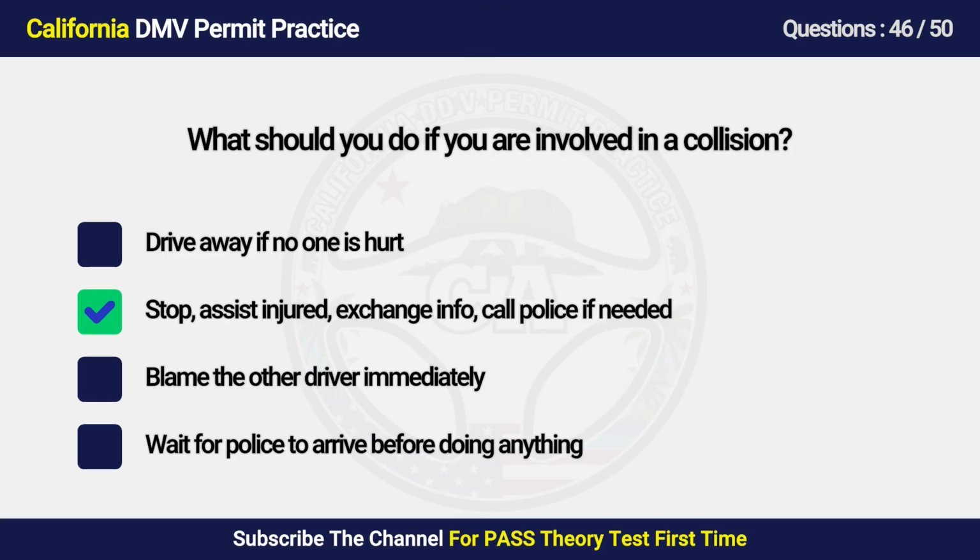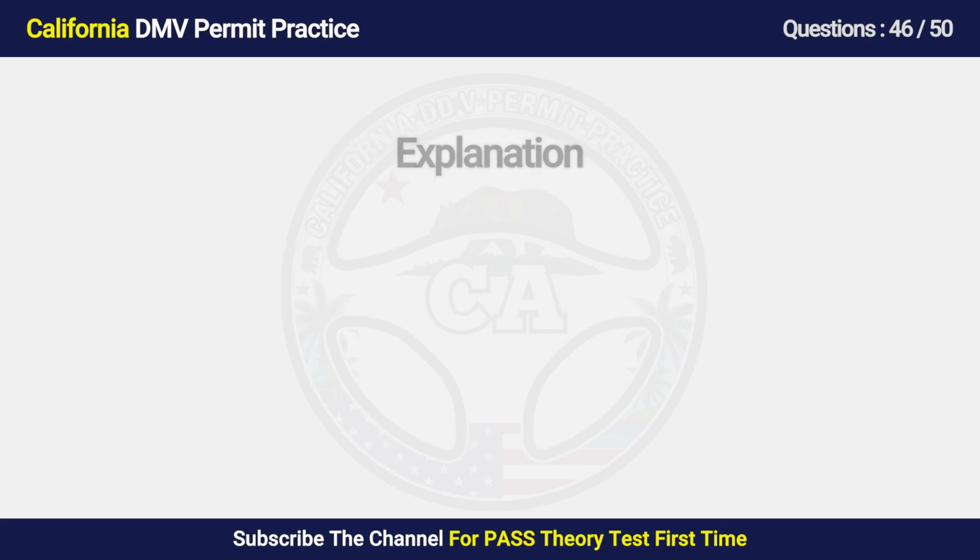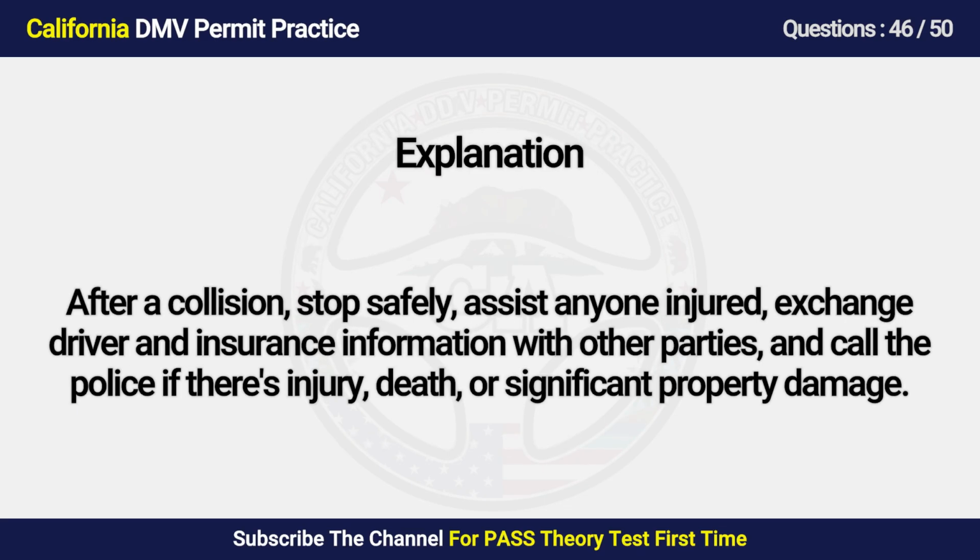Answer is B. Stop, assist injured, exchange info, call police if needed. After a collision, stop safely, assist anyone injured, exchange driver and insurance information with other parties, and call the police if there's injury, death, or significant property damage.